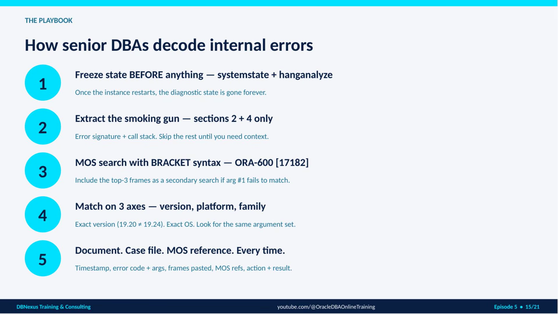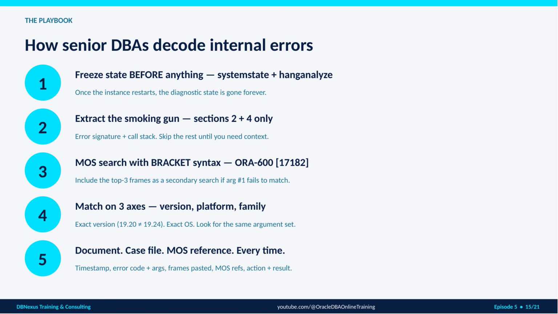The playbook, 5 steps. Number one, freeze state before anything. System state at level 266, hang analyze at level 3. Two commands, take them before you touch anything else. Number two, extract the smoking gun: sections 2 and 4 of the trace file, error signature and call stack, that's it. Everything else is context.